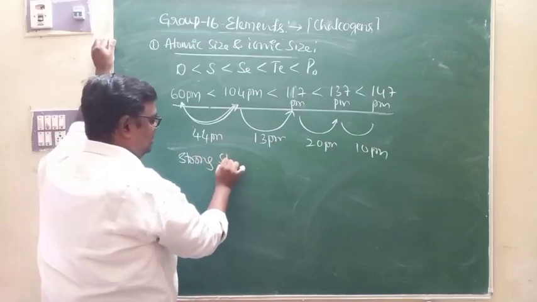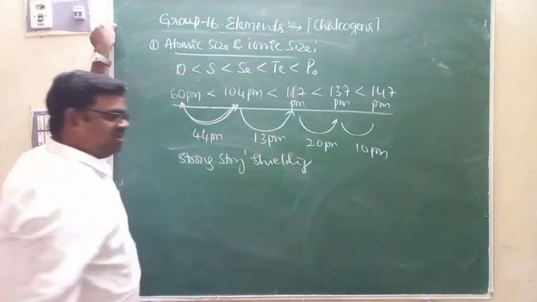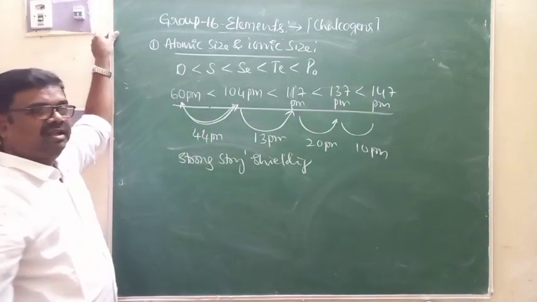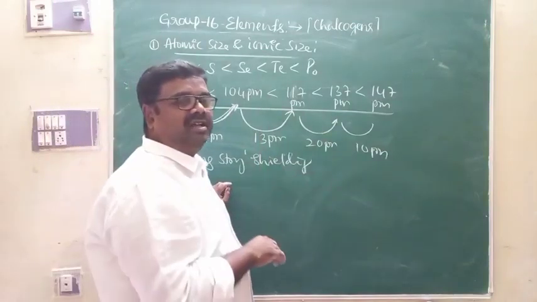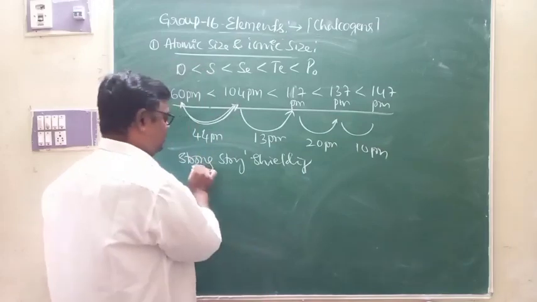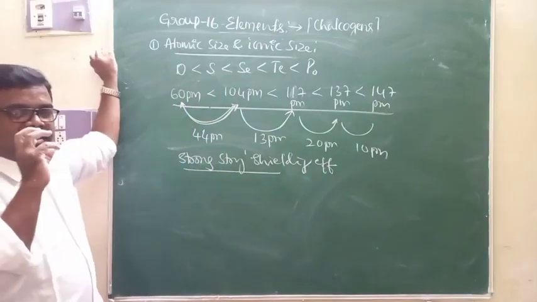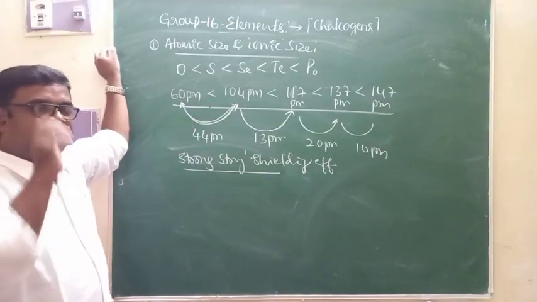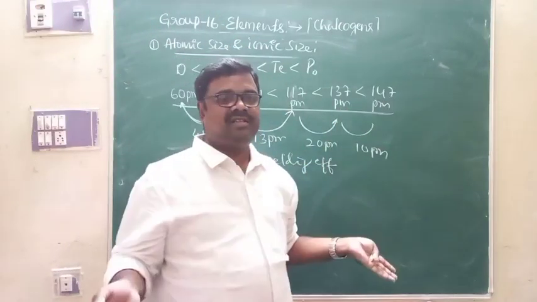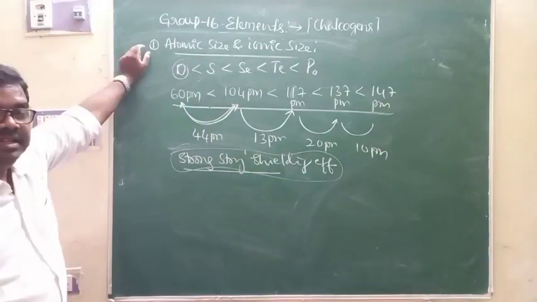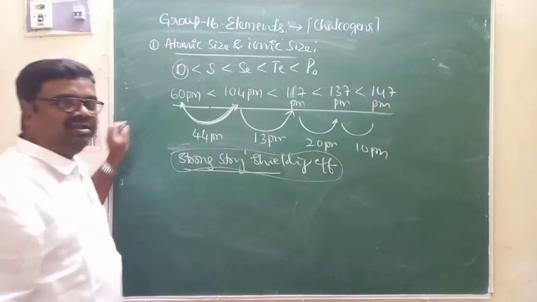shielding effect. This is because of the strong shielding effect caused by s and p electrons in sulfur. As I said, in sulfur the shielding effect is caused by s and p electrons, which strongly shield the outermost electron. Because of that, the force of attraction between the nucleus and outermost electrons decreases. Again, the electron cloud expands and atomic size increases to the maximum extent. From here to here, the atomic size increases very much.